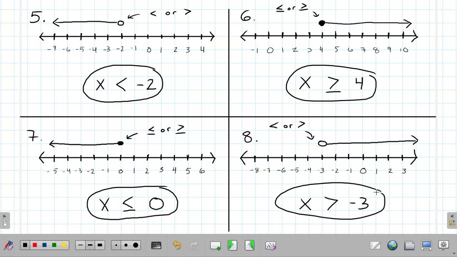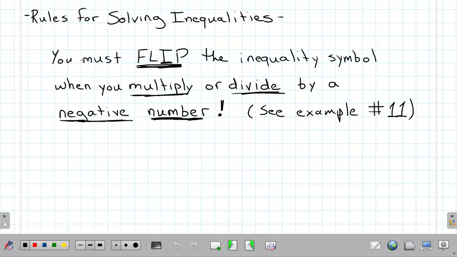Okay, and that's pretty much all there is to graphing inequalities. Now, how are we going to use that? Well, we're going to use it because when we solve inequalities, we want to be able to graph the solutions. We want to be able to know, well, what numbers are we talking about when we solve an inequality? So that's what we get into next with rules for solving inequalities.